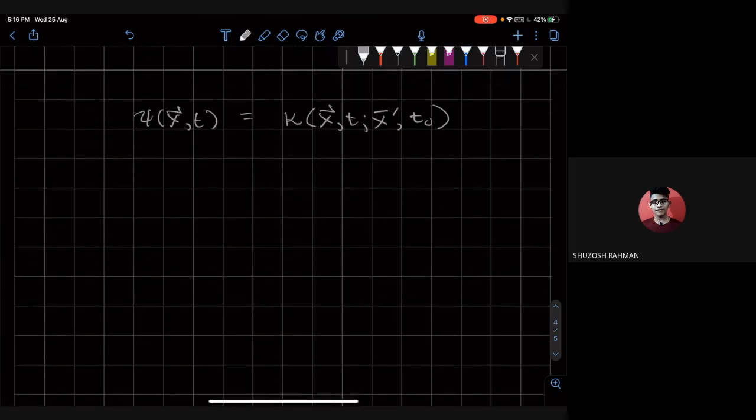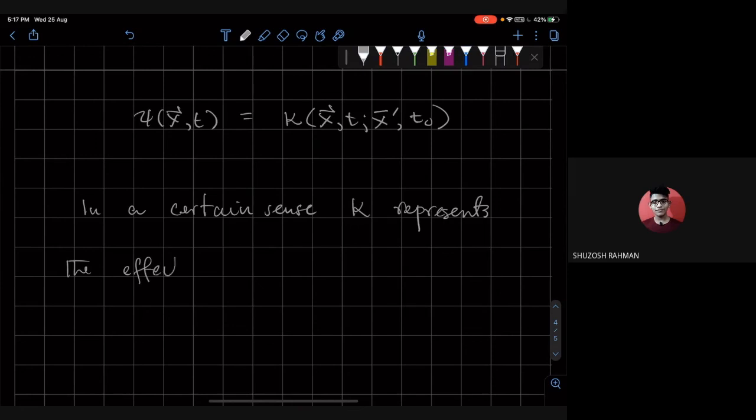So in a certain sense, what the propagator represents is, K represents the effect that propagates due to a unit source. Okay.